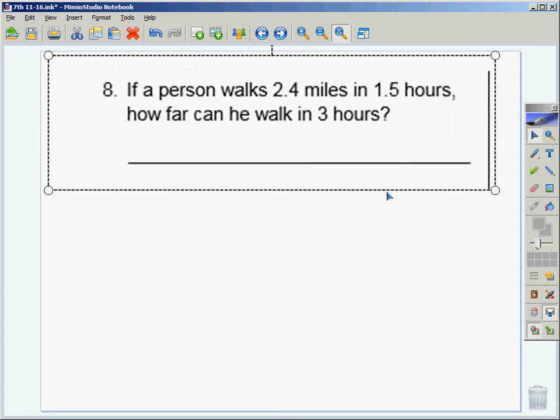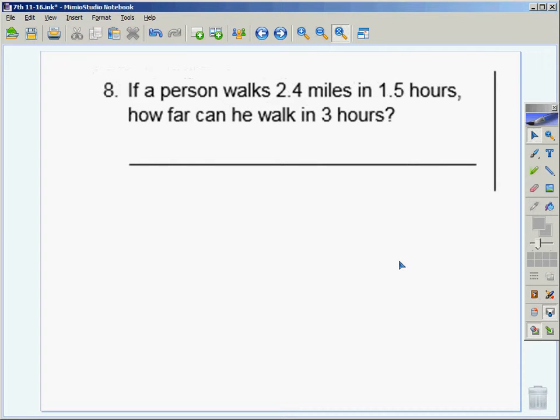Number 8. This one could have been done one of two ways. They really wanted you to find the unit rate and then multiply by 3. This one, because of the times that they chose, I didn't necessarily have to do that. 1.5 compared to 3 is twice as big, right? So I could have simply multiplied this by 2. I could have gotten 4.8 miles that way.